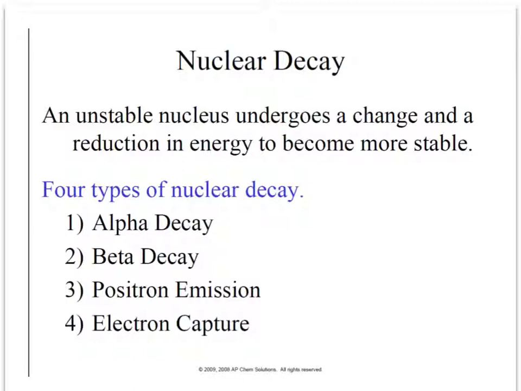So what happens if there's too many protons, not enough neutrons, if that binding power, that nuclear force, isn't strong enough to hold together the repulsive force of the protons? If that happens, it undergoes this nuclear decay. And there's 4 types of nuclear decay. So 4 different processes a nucleus can undergo in order to achieve stability. They are alpha decay, beta decay, positron emission, and electron capture.